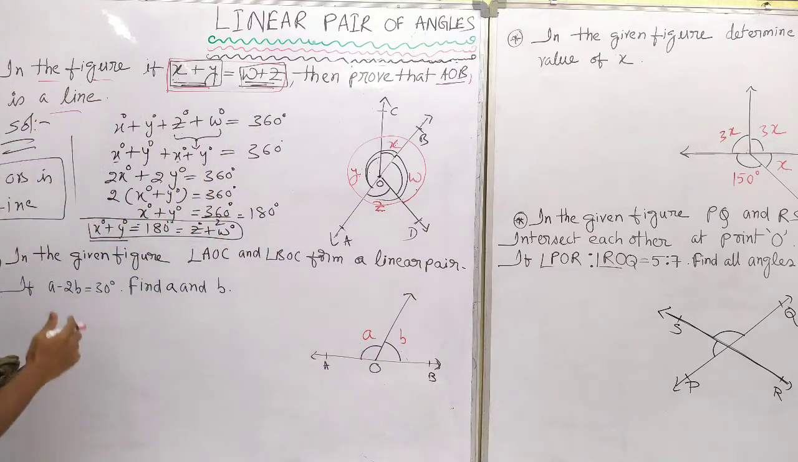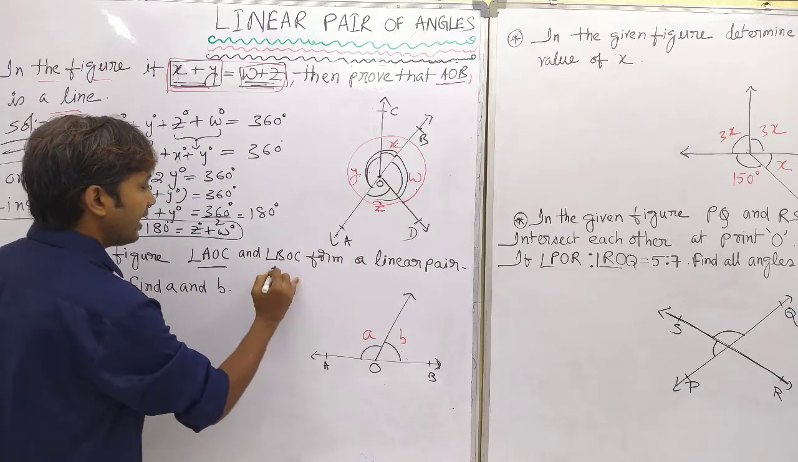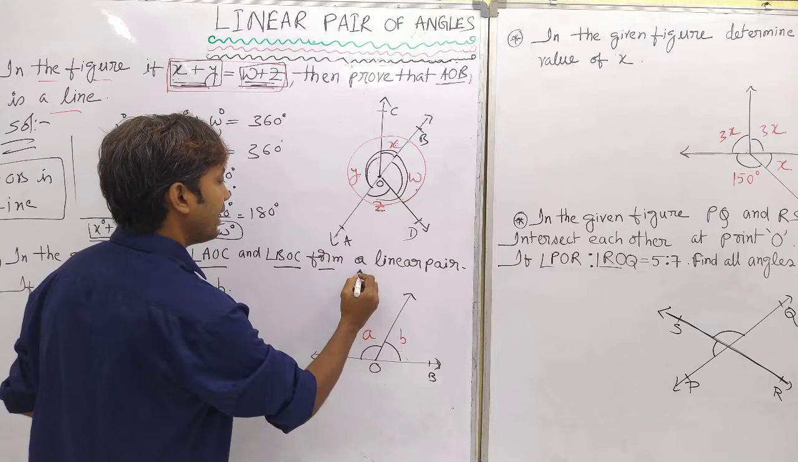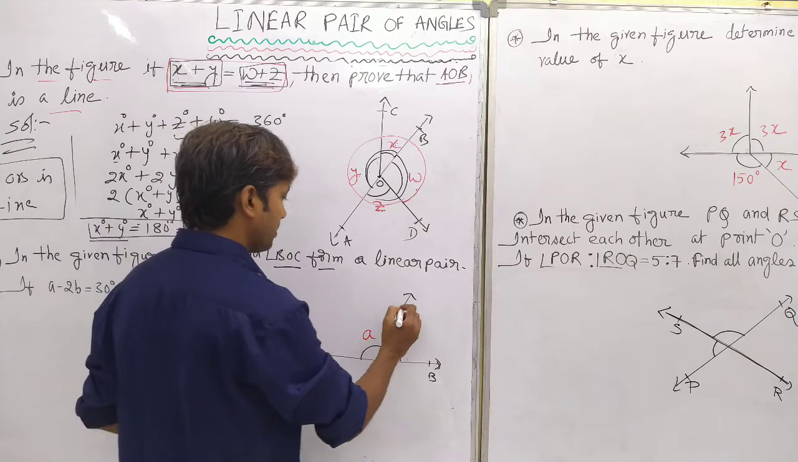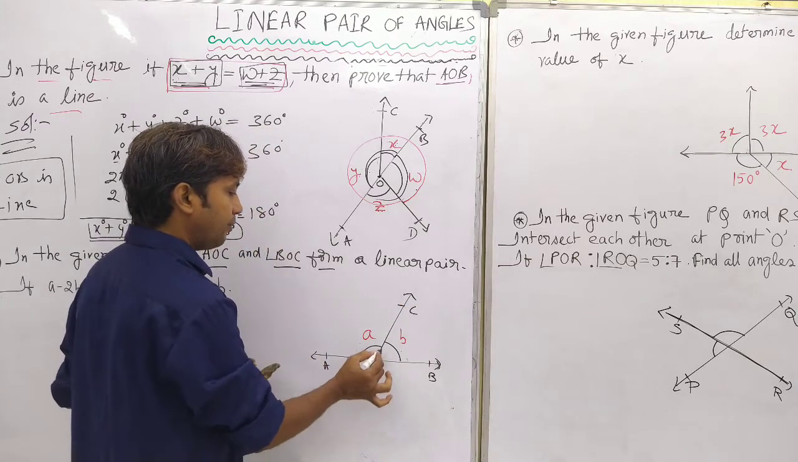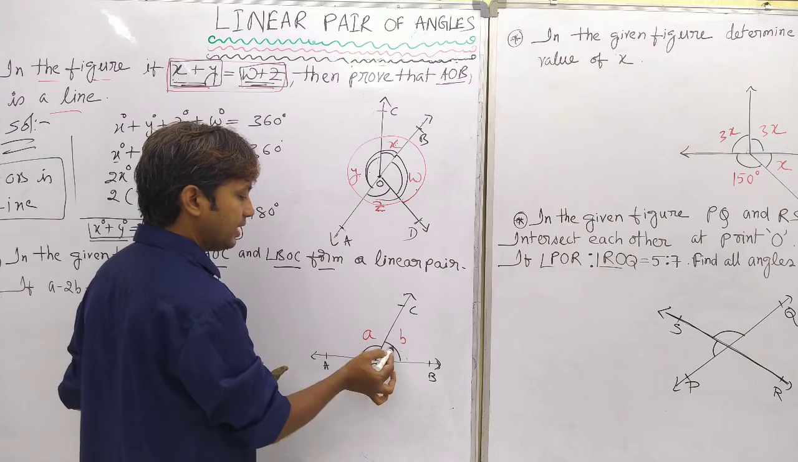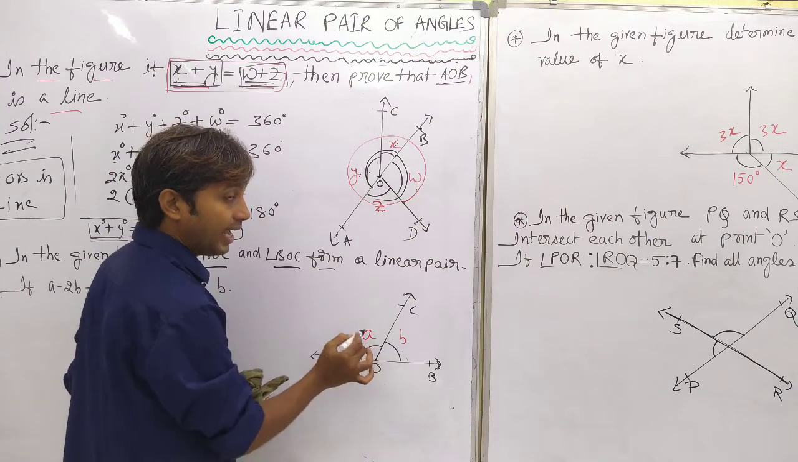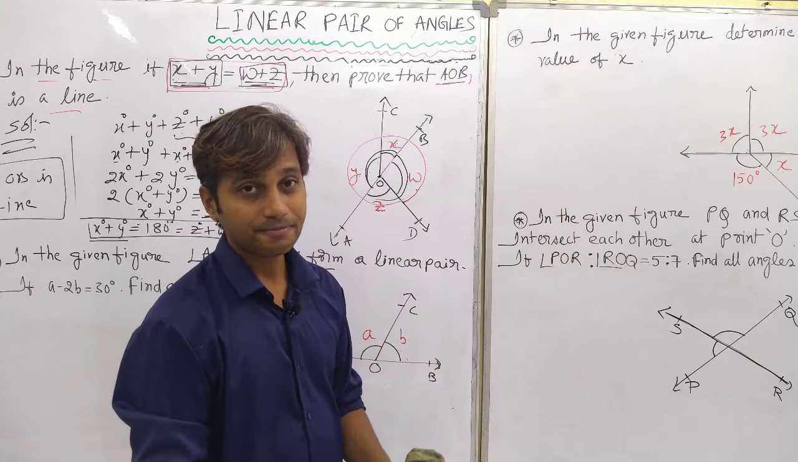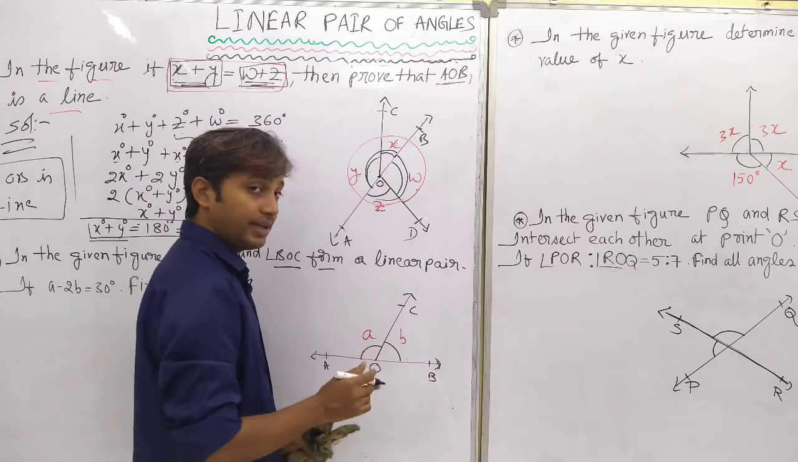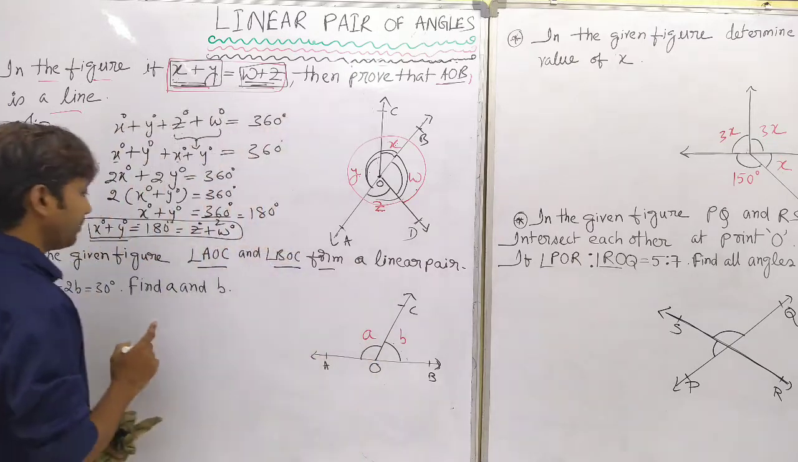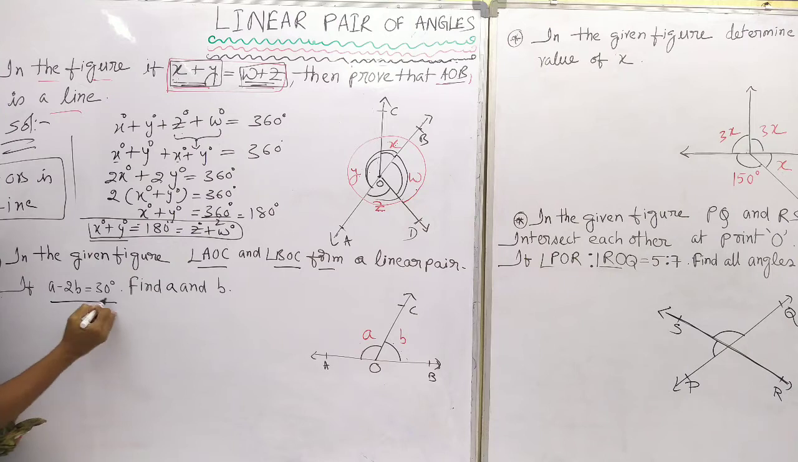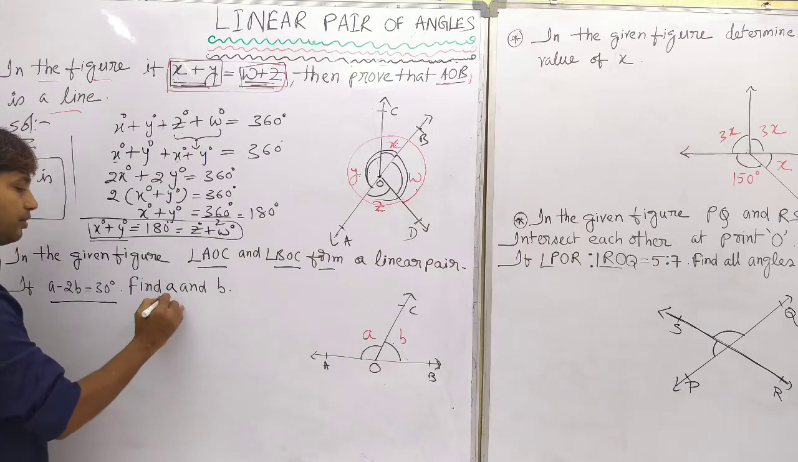See here, in the given figure, angle AOC and angle BOC form a linear pair. Angle AOC means which one? Here C is there. Angle AOC and angle BOC, these two angles, A and B, are forming a linear pair, which means the sum of these two is 180 degrees. Just remember. Now tell me, if A minus 2B is equal to 30 degrees, then find A and B.